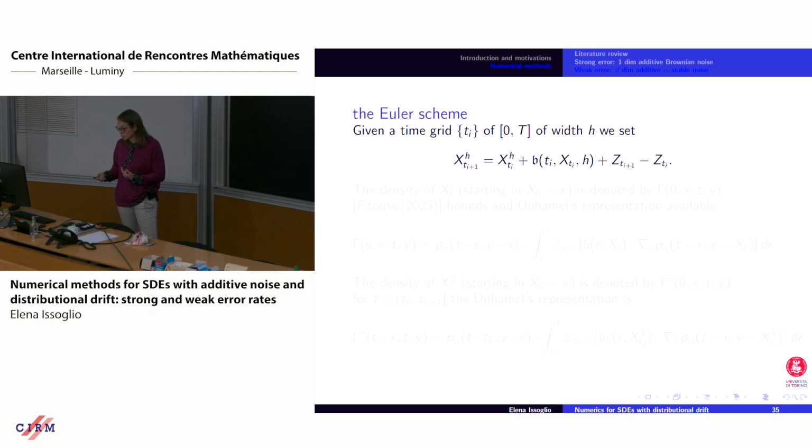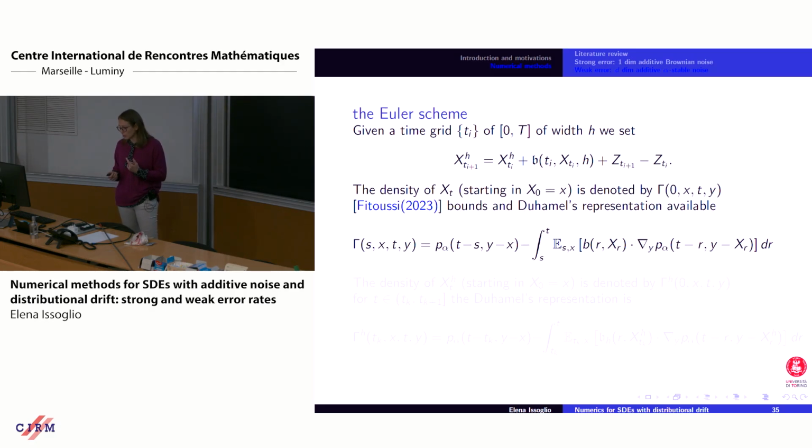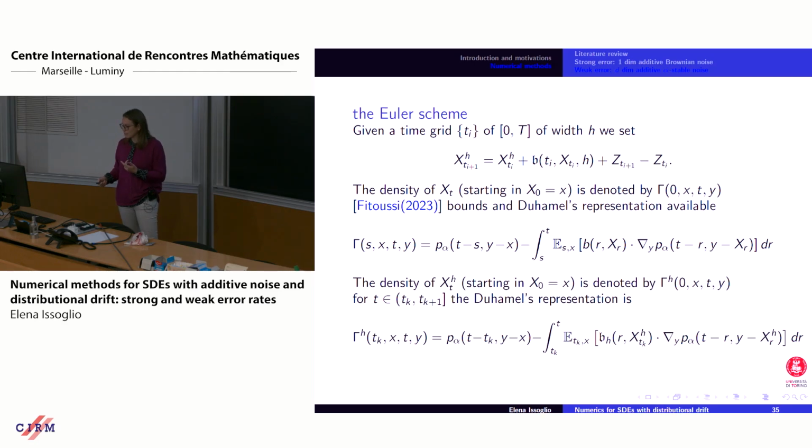And the computations we do, however, are not of a strong error, because we don't have strong solutions, but are of weak error. In fact, we work on the densities. So we compare the density of the original equation, which is called gamma. Gamma starting from x, going to t, y. That's the process starting at time s in x, going at time t in y. This is the density for which the bounds have been found by Mathis in this paper. And the same can be done for the density of the Euler scheme.